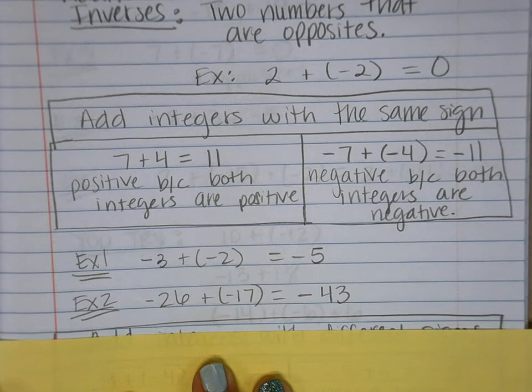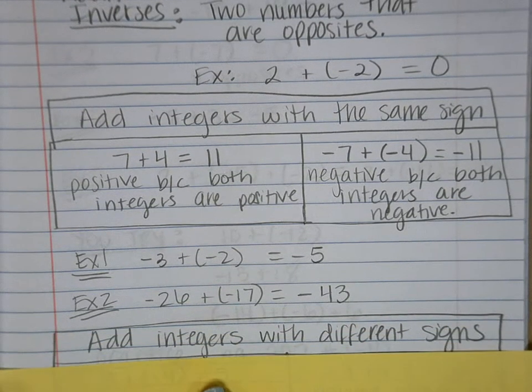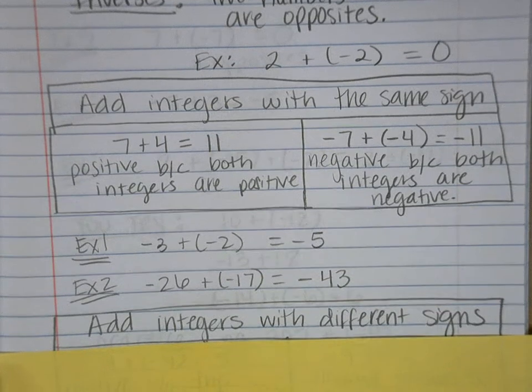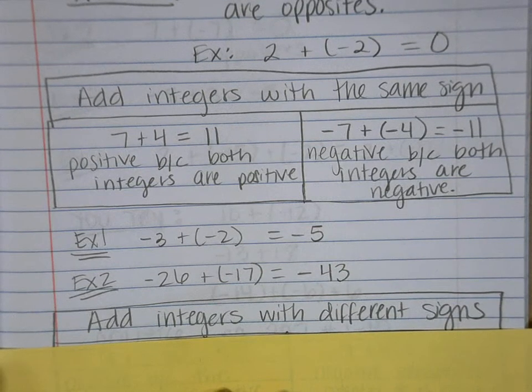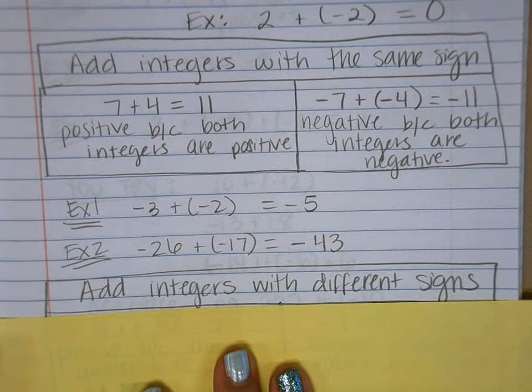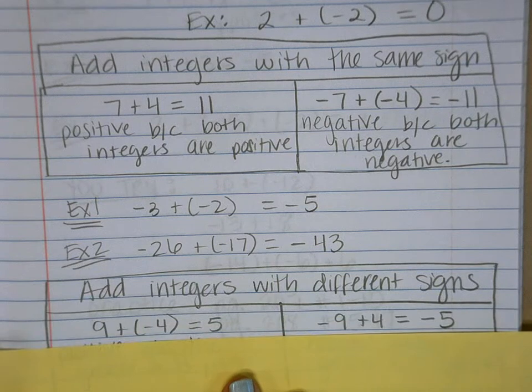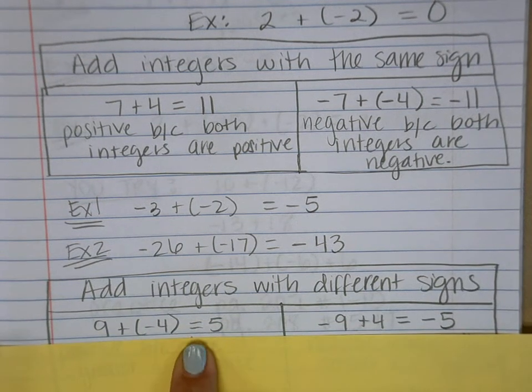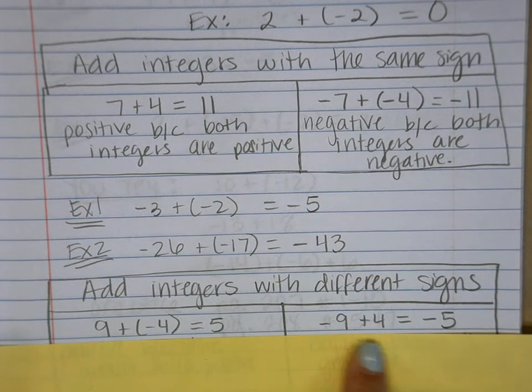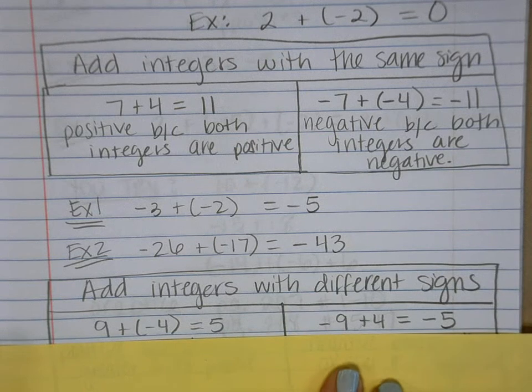Good questions. All right, so now we have this thing where we're adding integers with different signs. We did some practice with this a few minutes ago, right? On the left, I have 9 plus a negative 4, and on the right, a negative 9 plus 4. We definitely get different answers here.